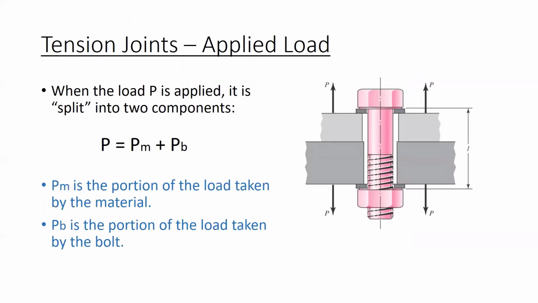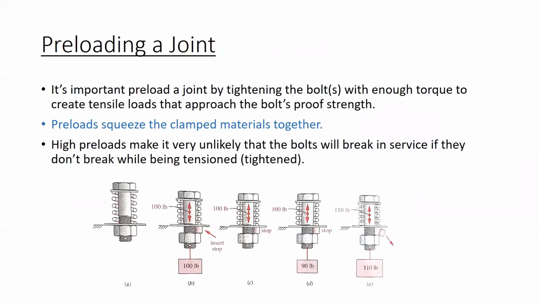Okay, so now we'll talk about what happens when an external tensile load P is applied to a bolted connection. When this load P is applied, it is split into two different components, PM and PB. PM is the portion of the load taken by the material, and PB is the portion of the load taken by the bolt. We will come back to this, but first we're going to talk a little bit about preloading.